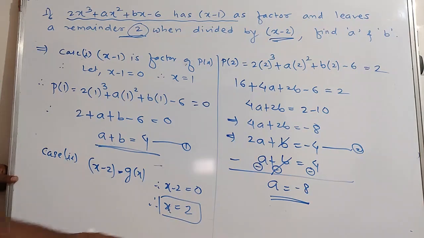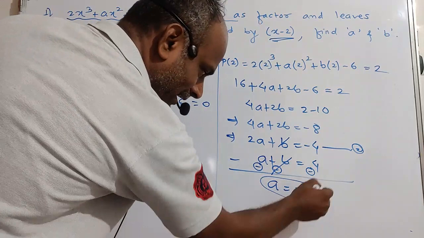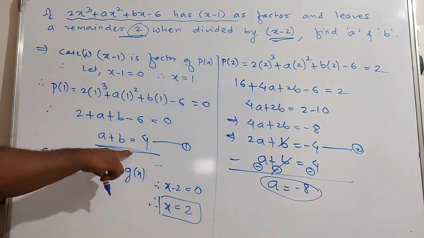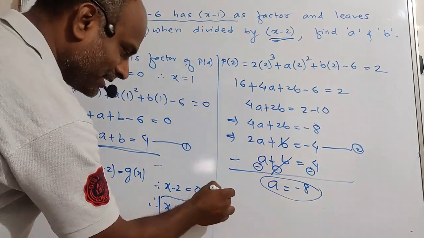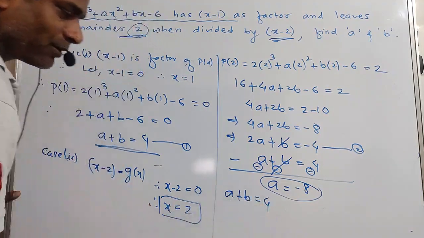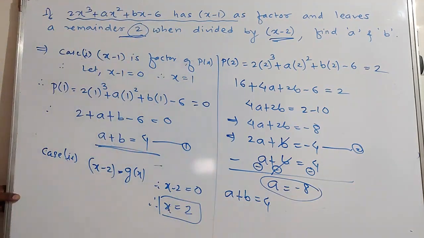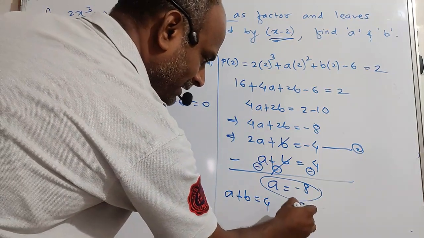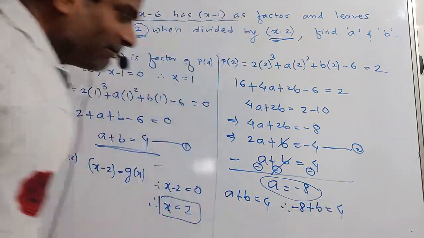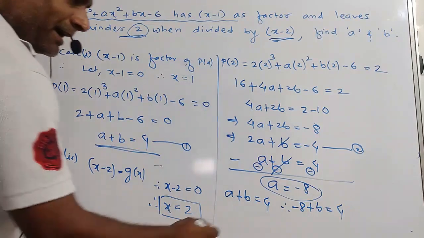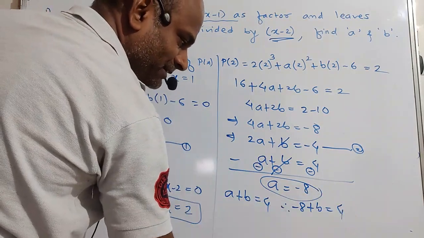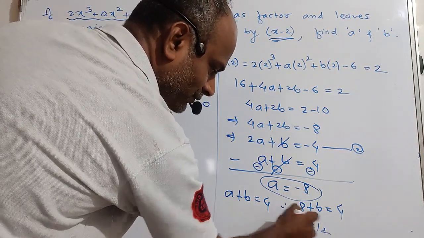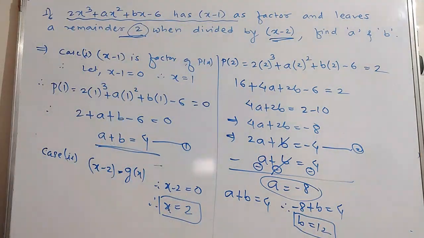Okay, now I will substitute this value of a, which is −8, in the first equation. What is the first equation? a + b = 4, and a I will substitute here −8. Therefore −8 + b = 4. Okay, and −8 will go that side and become plus, so b will be equal to 12. So here I got two values, that is a = −8 and b = 12.